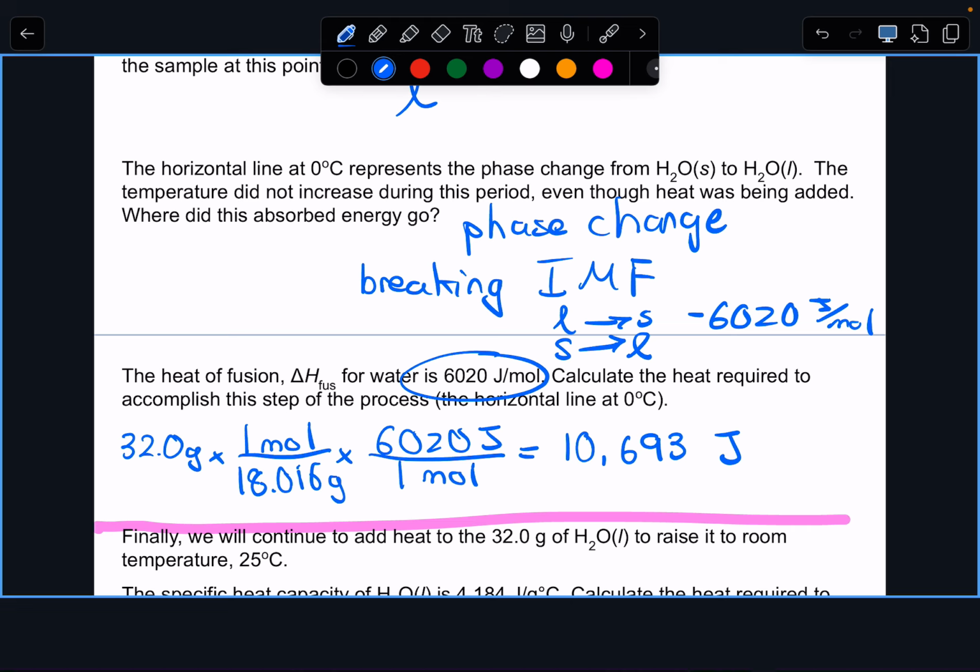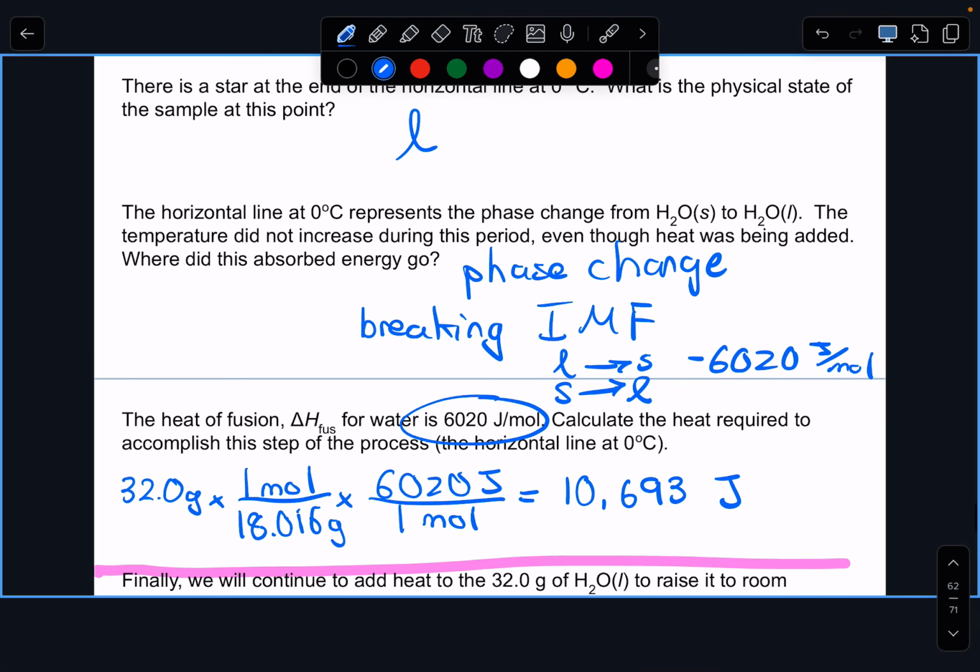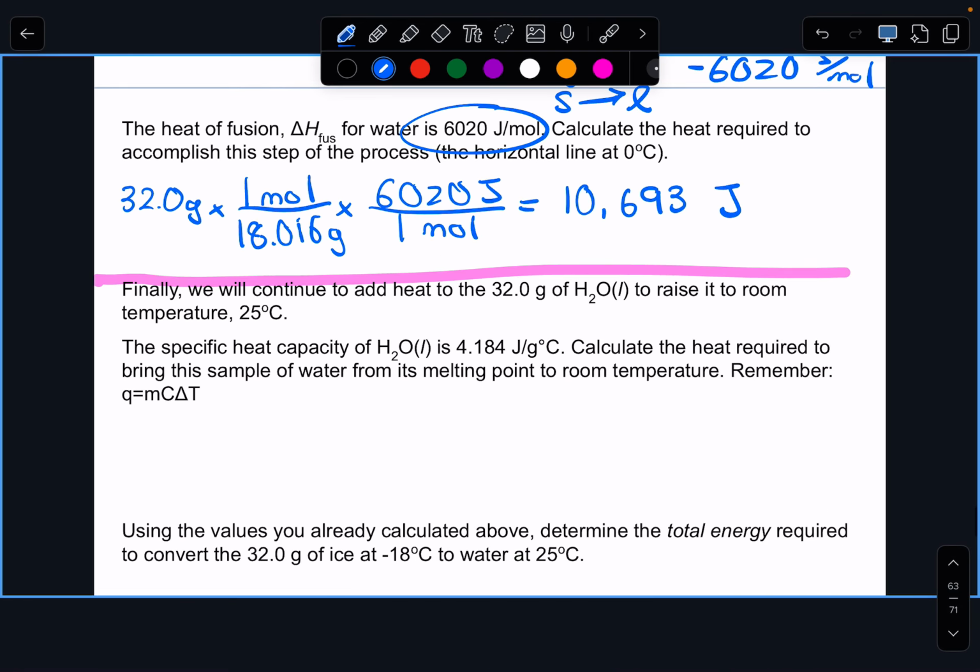So interesting point, phase changes take a lot more energy, okay? 10,000 joules versus heating it up was only like 1,200 joules, okay? So lots more energy involved in changing phase than in just heating the substance up.